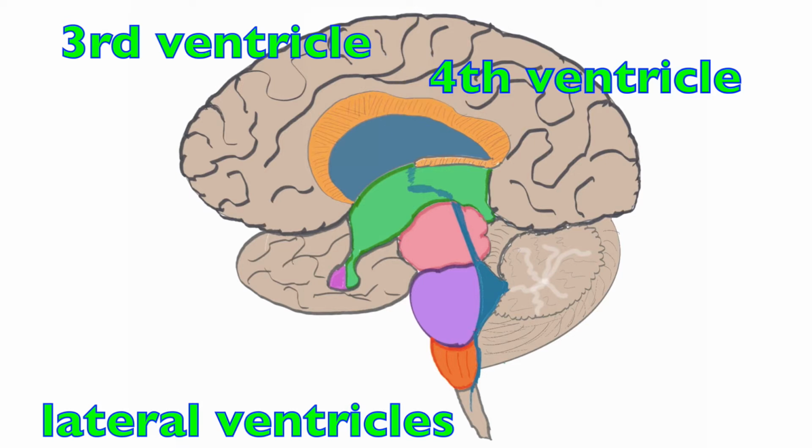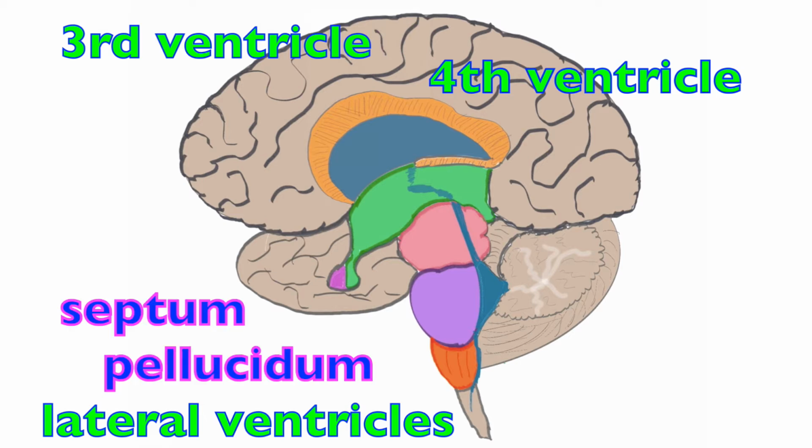They're never referred to as ventricles 1 or 2, merely lateral ventricles. That is plural. There are 2 lateral ventricles, 1 in each hemisphere, separated by a thin membrane known as the septum pellucidum. The third ventricle resides right in the middle of the diencephalon within the region of the thalamus.